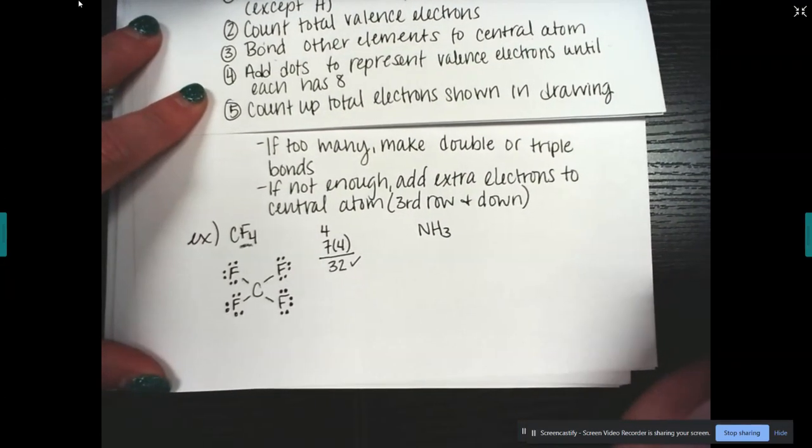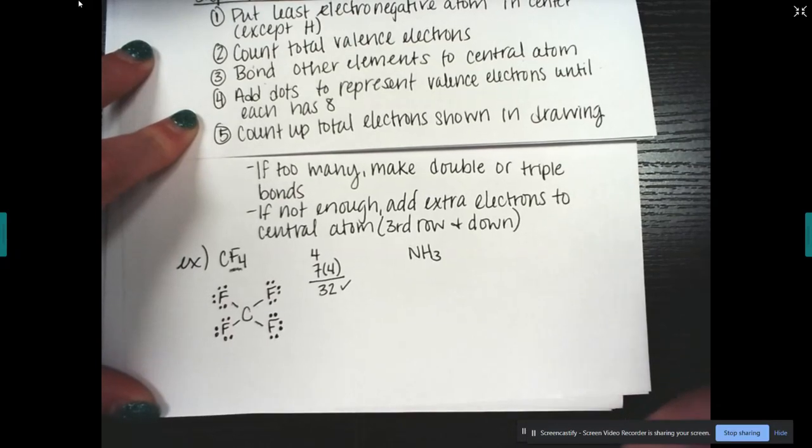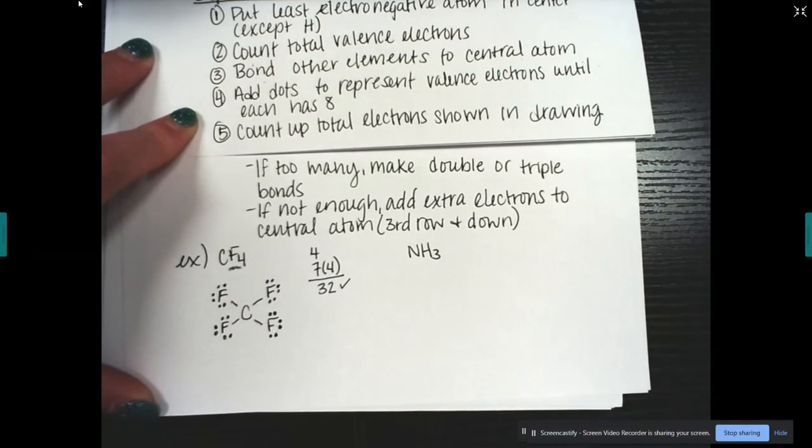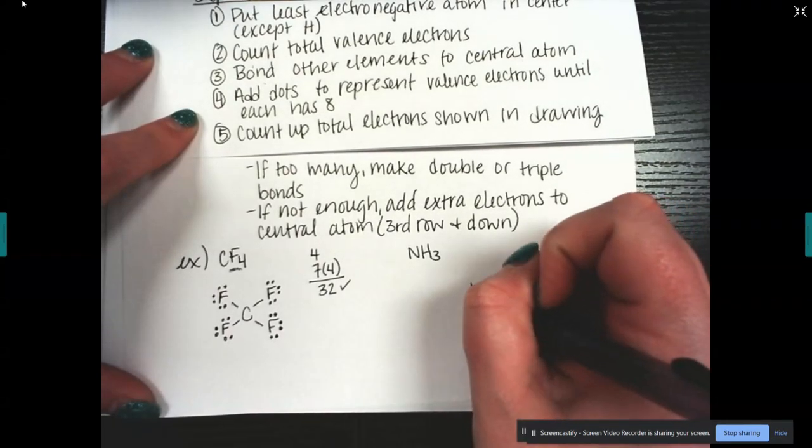NH3. Okay, so step 1. What's going to be my central atom here, N or H? N. H can never be in the center because hydrogen can only form a single bond. It's going to be one of the ones that you don't try to get 8 electrons to. Okay, so nitrogen has to go in the middle.